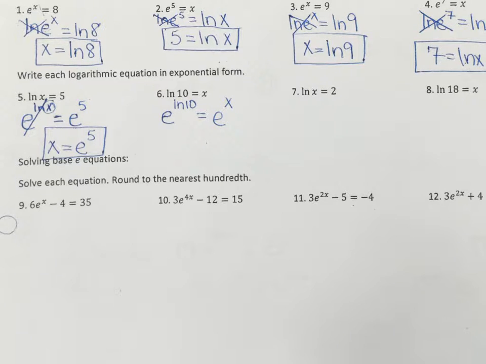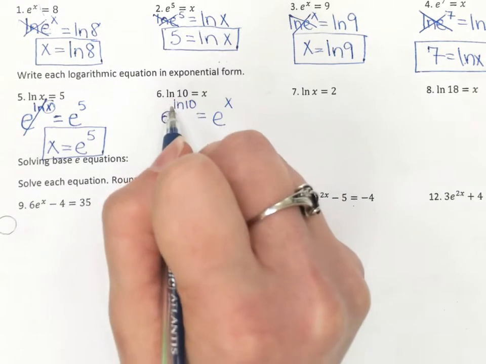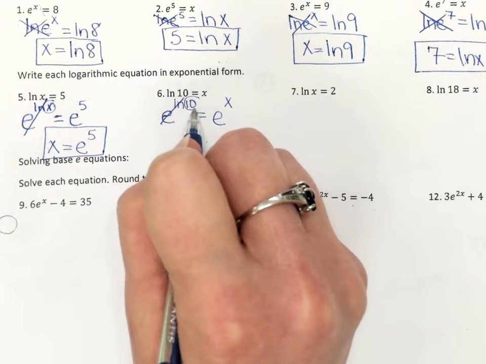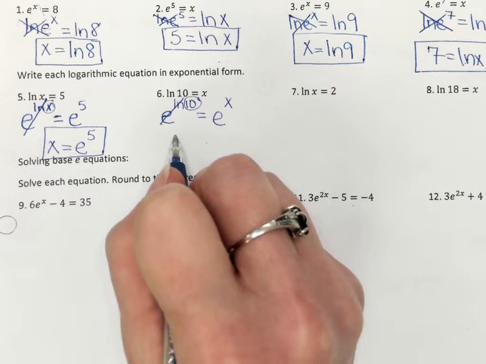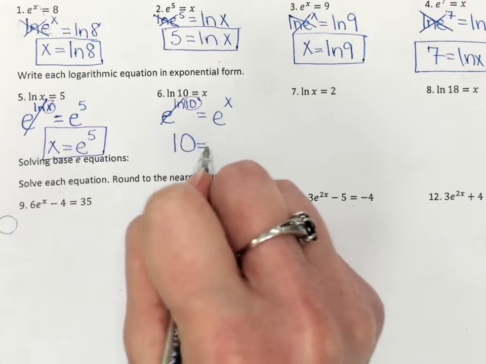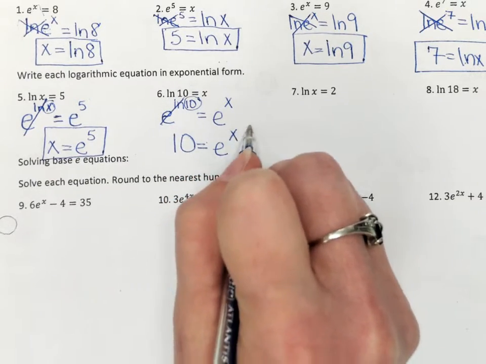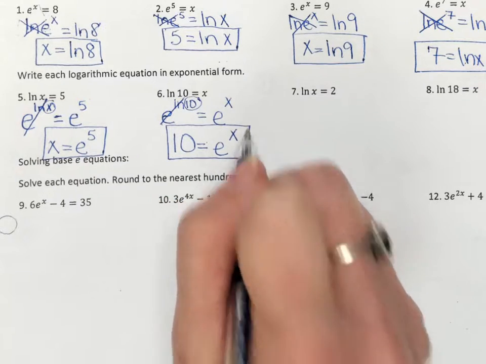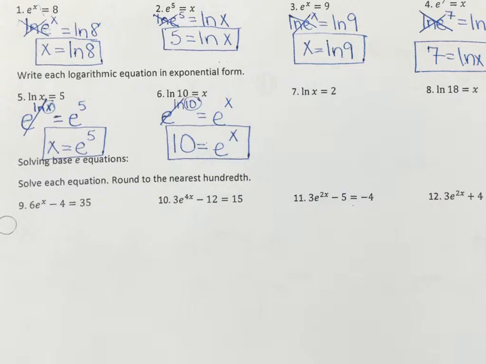You get this one? All right. What cancels out? What are opposites? Very good. And what's left with the exponent right there? 10. So it's 10 equals e to the x. It didn't say solve, guys, okay? All it said to do was rewrite. All right, y'all try 7 and 8. See what you got.